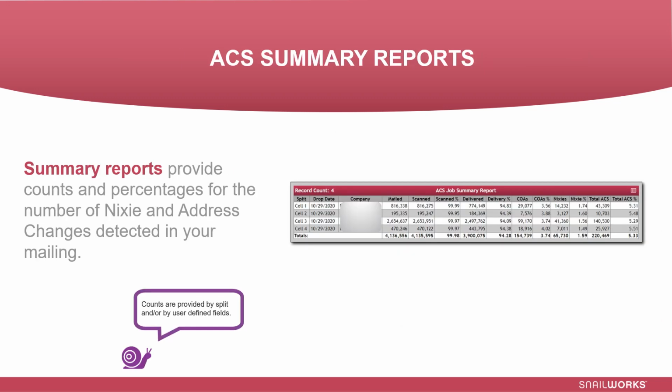When you receive your ACS summary reports, they're going to look like what's displayed here on the screen. You'll notice this particular job has 4 different lines. That's because this job had 4 different splits or packages. So your NIXIEs and your change of addresses are all identified package by package, as well as providing a grand total. Now, if you were running your summary report by user-defined fields, the reporting would be a little bit finer. You'd have a row for each user-defined field as well as a grand total.